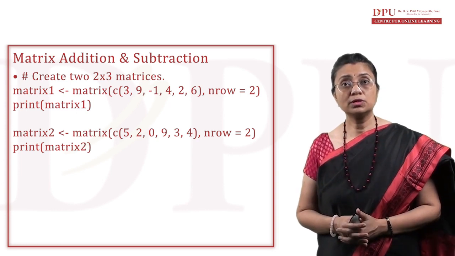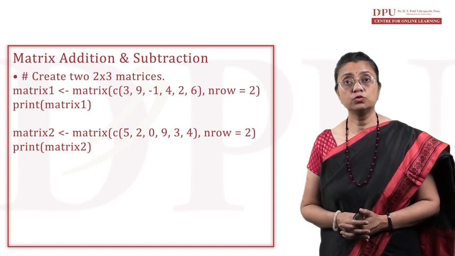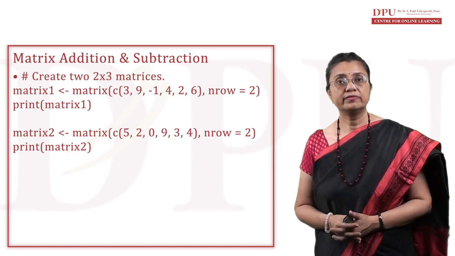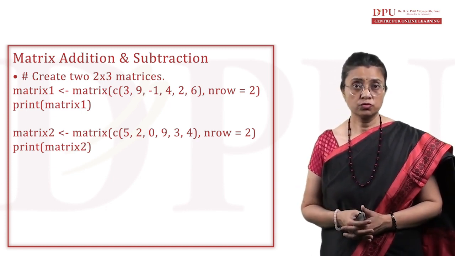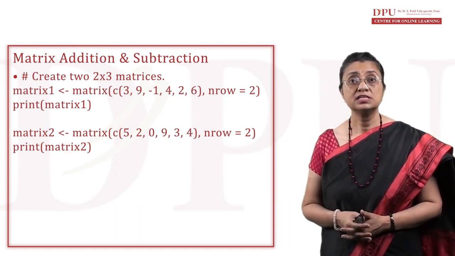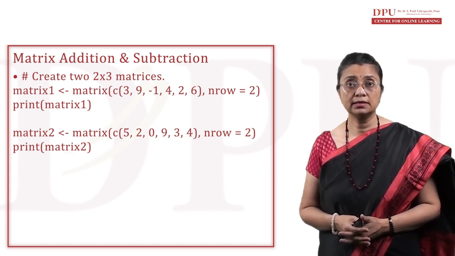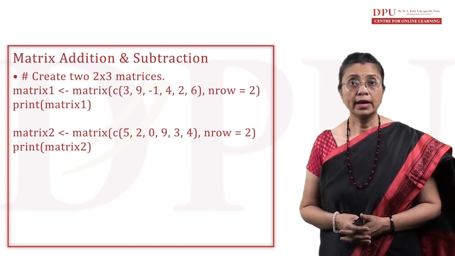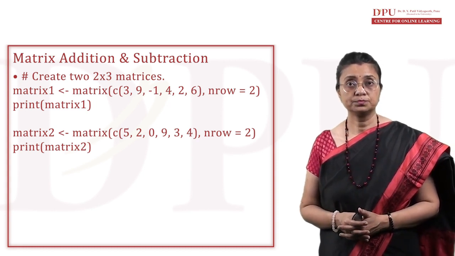nrow equal to 2 means there will be 2 rows. So automatically this data will be divided into 2 rows and stored. And then finally we are printing matrix 1. So this is about matrix 1. Second, we have matrix 2, where again we are creating a matrix with the help of the C function, creating a vector with values 2, 0, 9, 3 and 4, with nrow equal to 2. And then we have a print command where we are printing matrix 2.